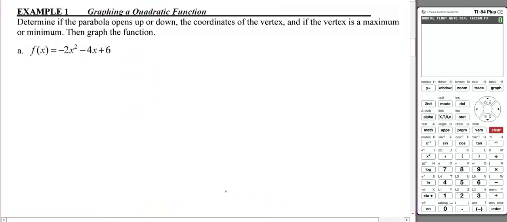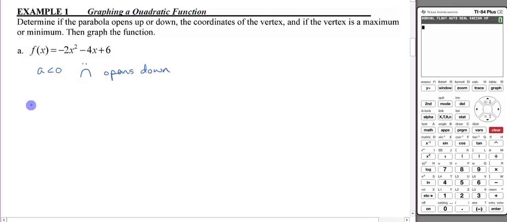Graphing a quadratic function. Determine if the parabola opens up or down, the coordinates of the vertex, and if the vertex is a maximum or a minimum, then we'll graph the function. So first we see that a is negative, it's less than 0, so it means our parabola is going to be sad, it opens down.